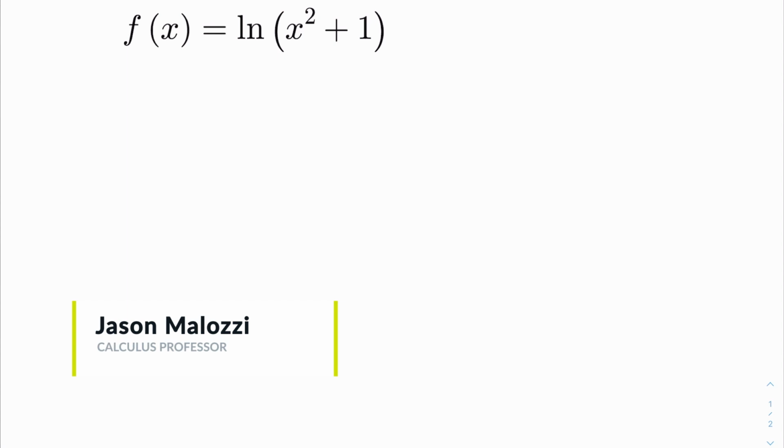Hi there, welcome back. What we're going to take a look at in this example is, given the function f of x equals the natural log of x squared plus 1, we're going to determine analytically where the function is concave up and where the function is concave down. So remember that concavity information is found from the second derivative. So we're going to first take the second derivative and then do our analysis that way.